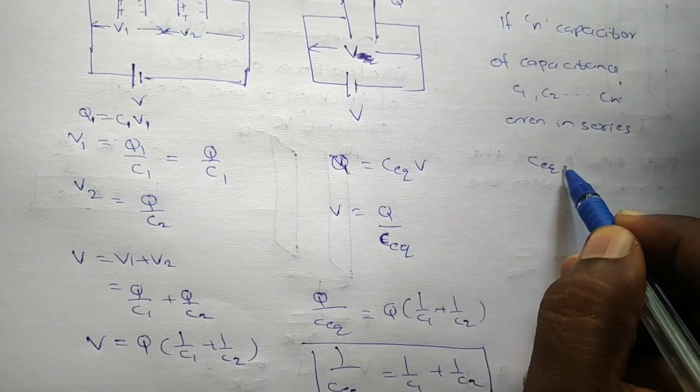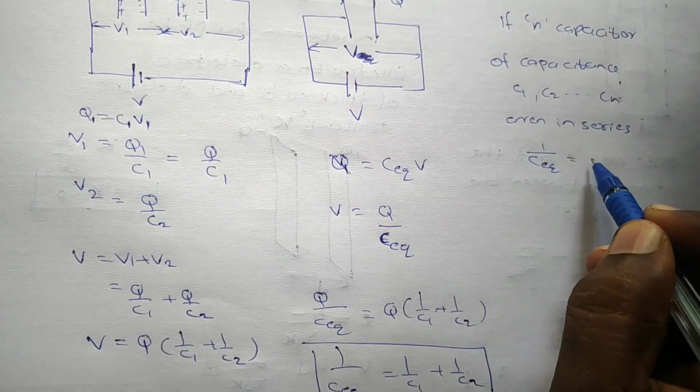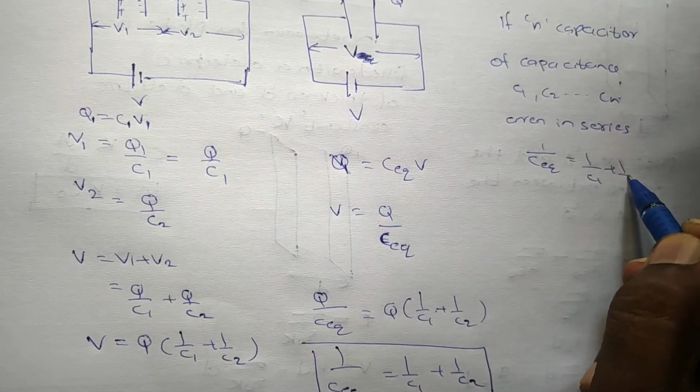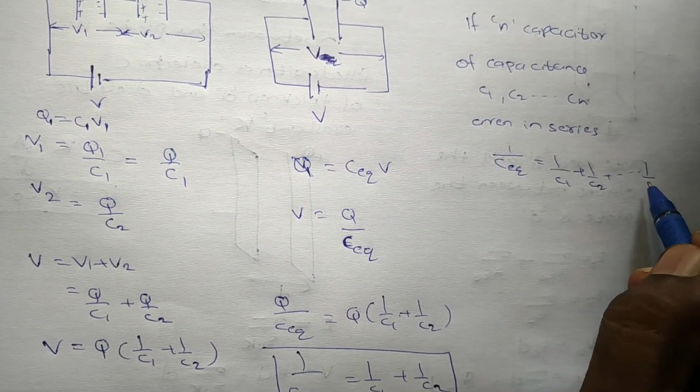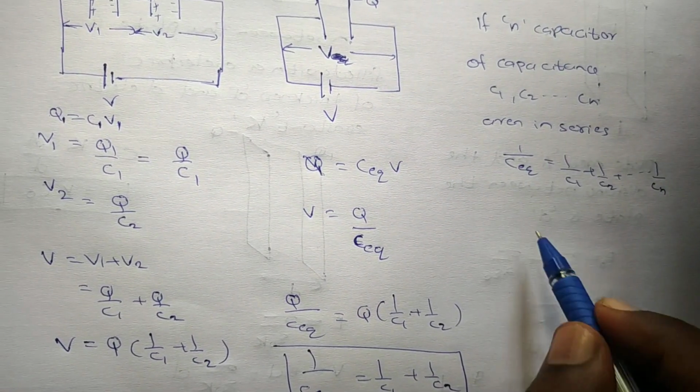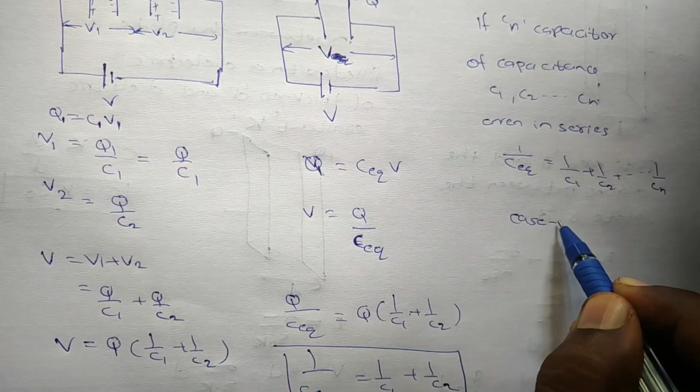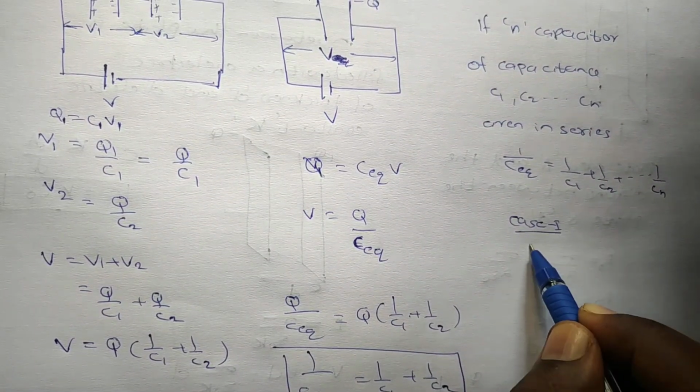Then 1 by C equivalent is equal to 1 by C1 plus 1 by C2 plus up to 1 by Cn. Clear? Okay. Here we will consider the special case, that is, only two capacitors.